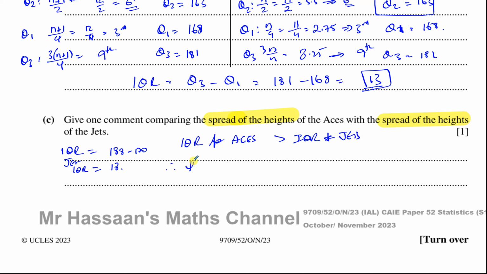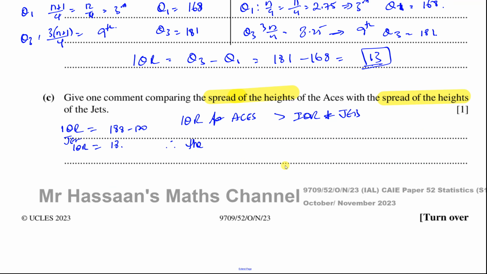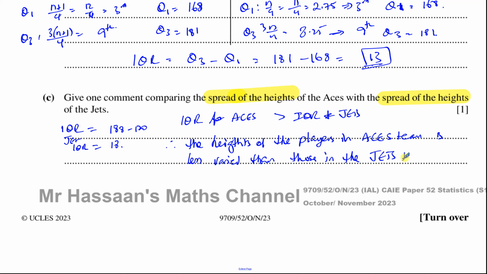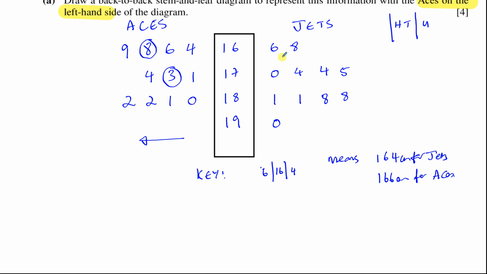So we should put it in the context of the question, so we should talk about the heights of the players. We can say the heights of the players in the aces team is less varied than those in the jets team. It's less spread out because you can see that the interquartile range is less, and you can even see it from the diagram itself.